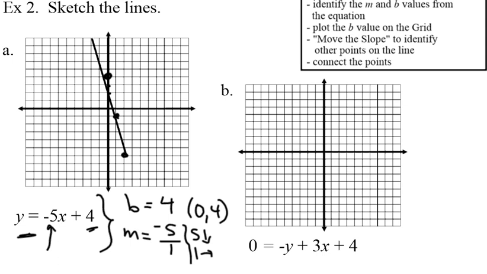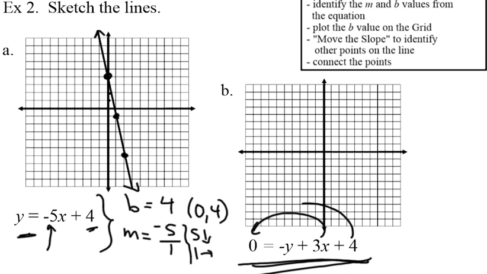Those points will give me everything I need in order to create the line given by my equation. B, a little bit trickier because we don't have slope-intercept form, which is essential. What can I do to get y by itself? Excuse me, 2 things. I could move my 3x and my 4 over to get y by itself, but I don't want to do that.